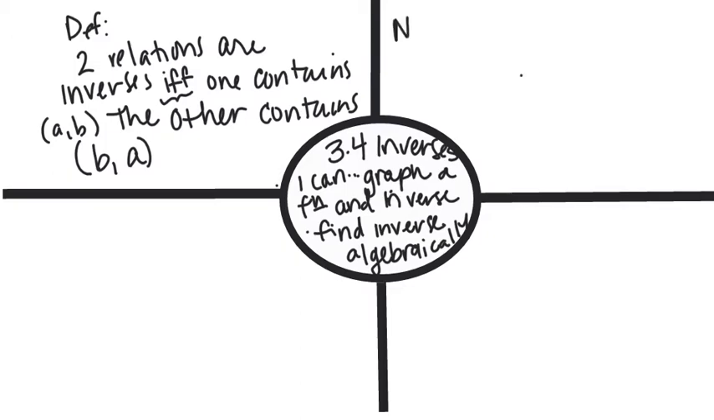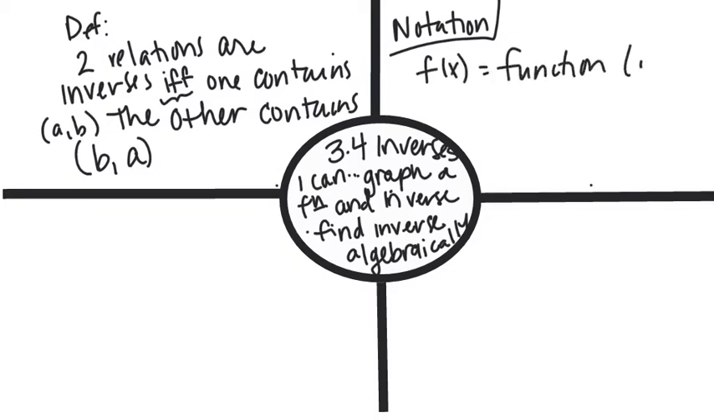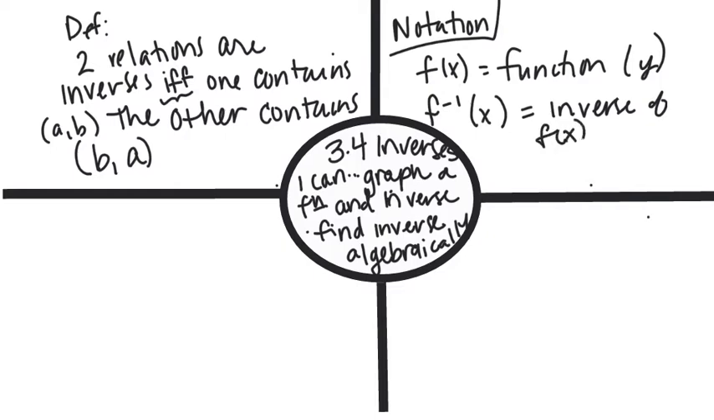The notation that we use for this is that you say f of x is our function, or y, and then this, with this little negative 1 here, means the inverse of f of x. So like g of x would have an inverse of g negative 1 of x, like this. So that's our notation, definition and notation. On a graph, how would you show this on a graph?